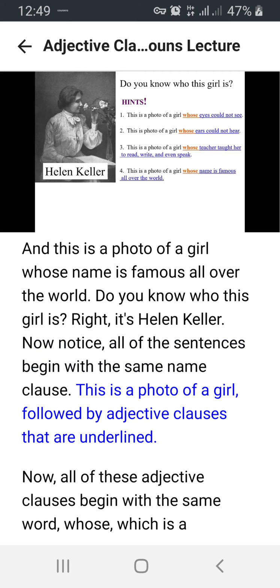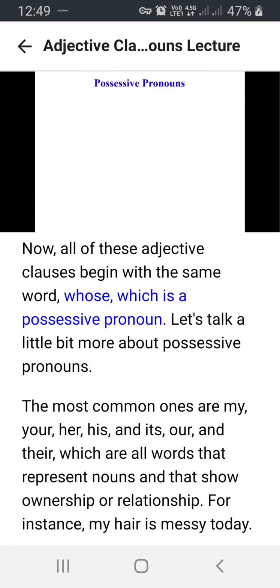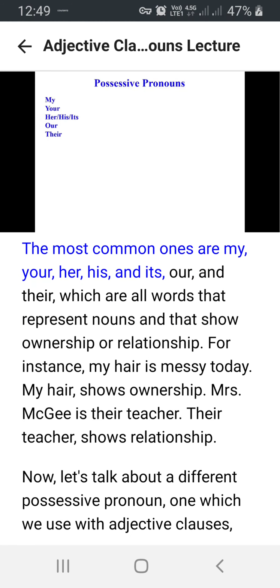This is a photo of a girl, followed by adjective clauses that are underlined. Now all of these adjective clauses begin with the same word, whose, which is a possessive pronoun. Let's talk a little bit more about possessive pronouns. The most common ones are my, your, her, his, and its, our, and their, which are all words that represent nouns and that show ownership or relationship.